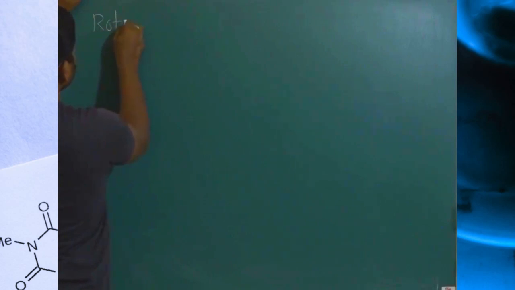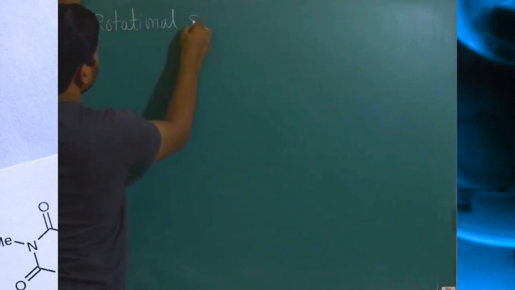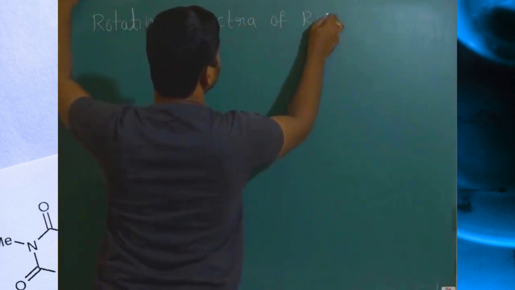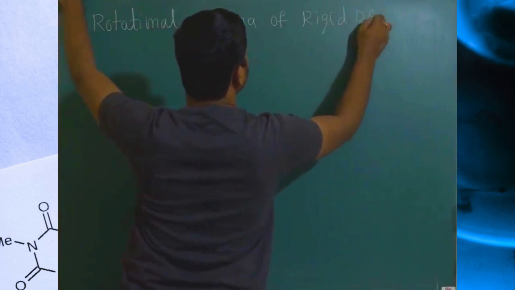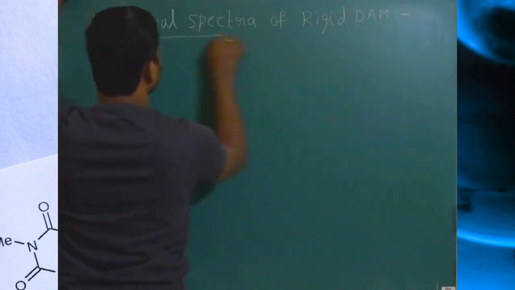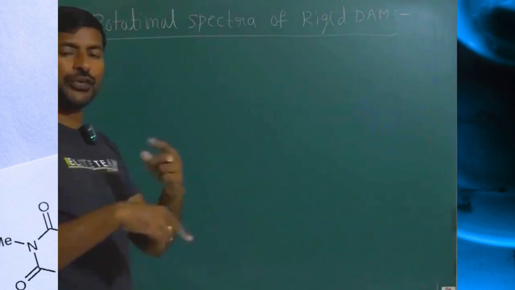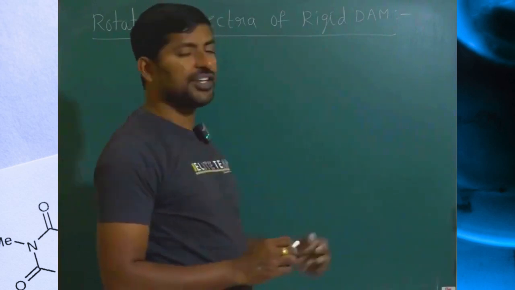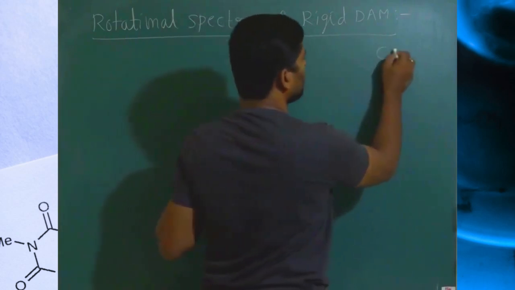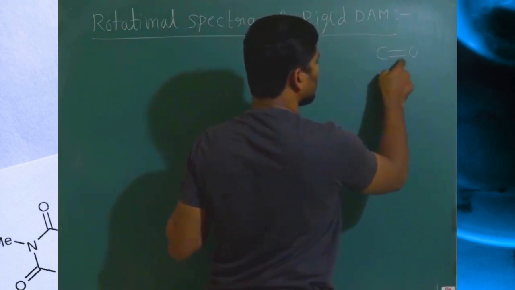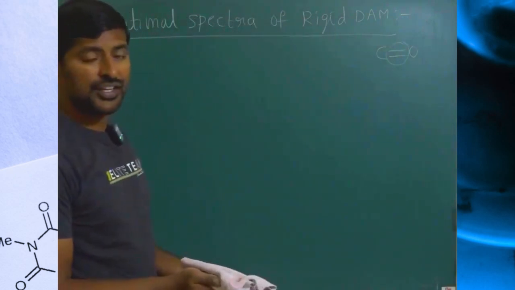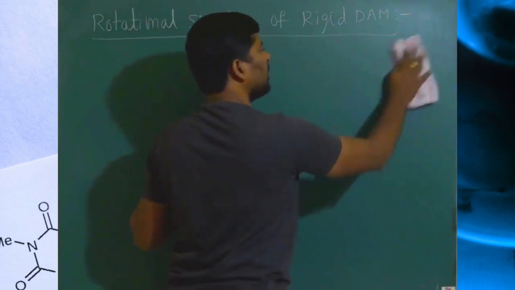Now let's look at the rotational spectra of a rigid diatomic molecule. Rigid means that during rotation there is no change or distortion of bond length. For example, if you take C double bond O, during rotation this bond length is fixed and doesn't change. That is called a rigid rotator.